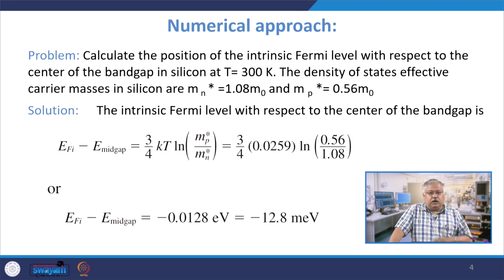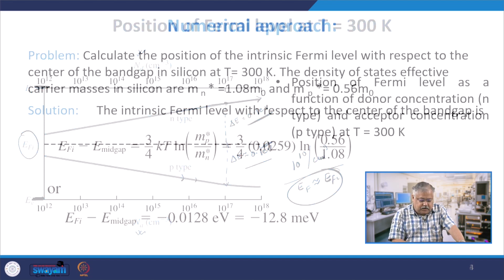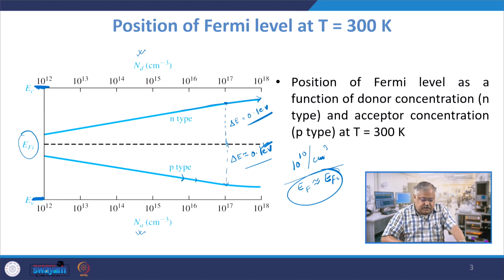Let us take up a numerical approach to understand the shift in the position with respect to dopant concentration. Now, this is for the density of states. The question is, you need to calculate the position of the intrinsic Fermi level with respect to the center of the band gap. The center of the band gap, if you see, this is my mid gap. This is the center of the band gap.